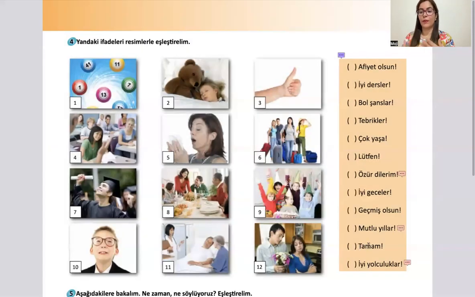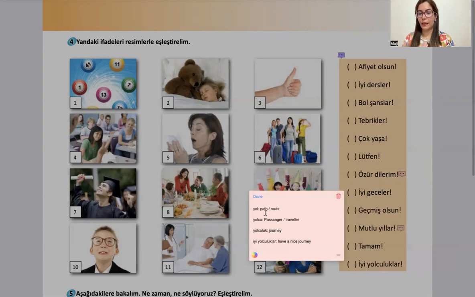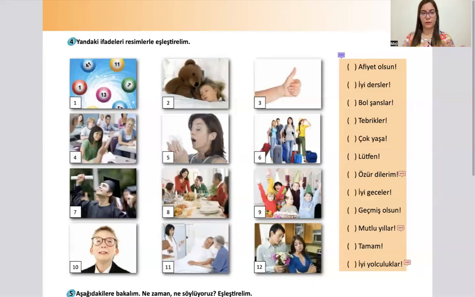Tamam. You hear it a lot. It means okay, all right. Tamam. Let's go there. Hadi gidelim. Tamam. Hadi yapalım. Tamam. Okay. İyi yolculuklar. Have a nice journey. Have a nice trip. Well, yol means path or route. Yolculuklar comes from the word yol. Yol means path, route. Yolcu means passenger or traveler. Yolculuk, journey, as a noun. İyi yolculuklar, have a nice journey. And I think the pictures are just crystal clear. So you can match them on your own.